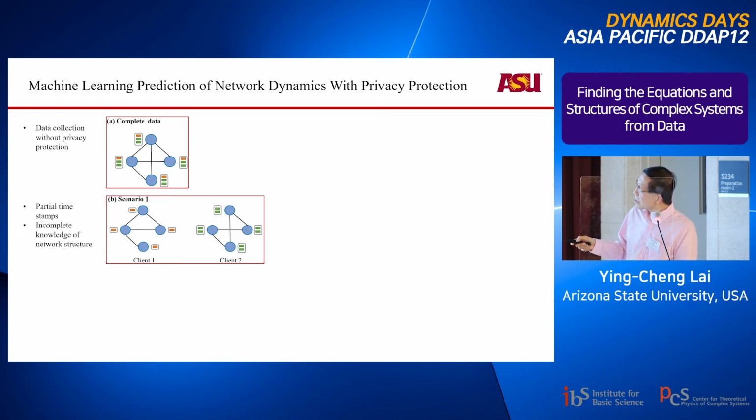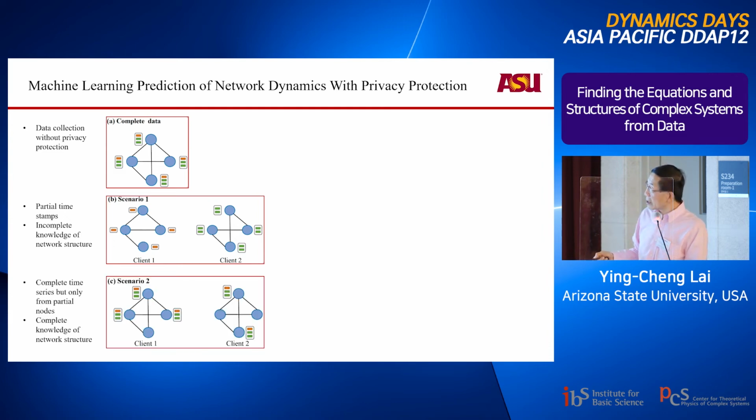Those 3 colored bars indicate the timestamps of the data you collect. So 3 bars means you have everything, all the time series data from everything. But suppose you only have partial timestamps. Client 1, agent 1, collects only the time series at a certain point, so there is incomplete knowledge of network structure. Client number 2 collects some data at a different time, and from his or her point of view, the network looks very different. They don't share the collected data with each other. So this is a privacy protection, right?